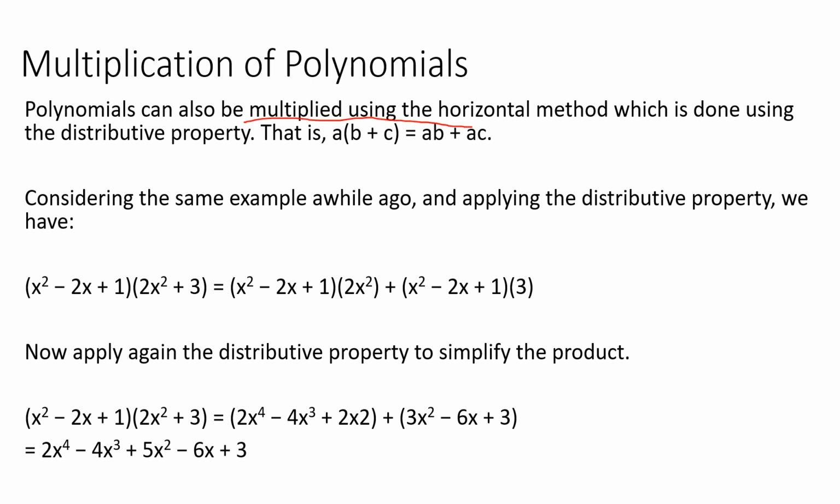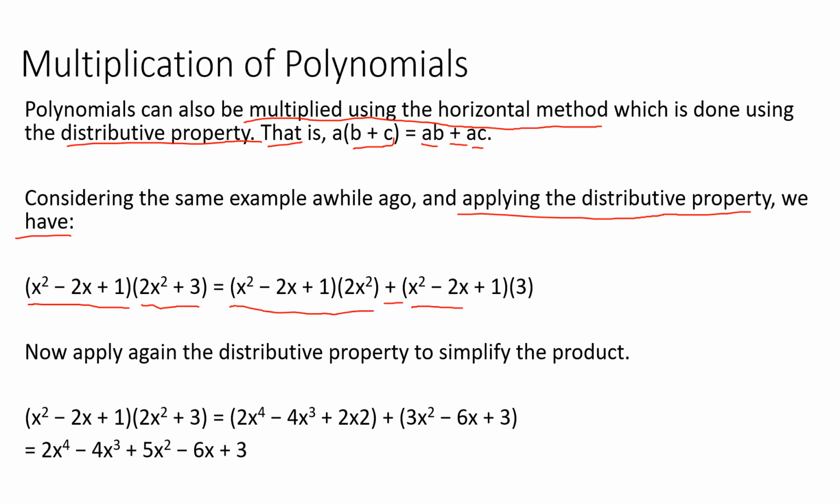Polynomials can also be multiplied using the horizontal method, which is done using the distributive property, that is A times the quantity B plus C is also equal to A times B plus A times C. Considering the same example that we solved using the vertical method, we will apply the distributive property. So therefore we have x squared minus 2x plus 1 times 2x squared plus 3. Using distributive property, we have x squared minus 2x plus 1 times 2x squared plus x squared minus 2x plus 1 times 3. Now, we will apply again the distributive property to simplify the product.